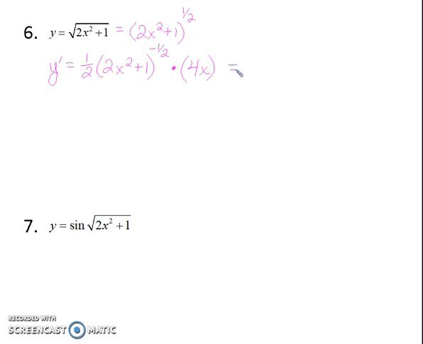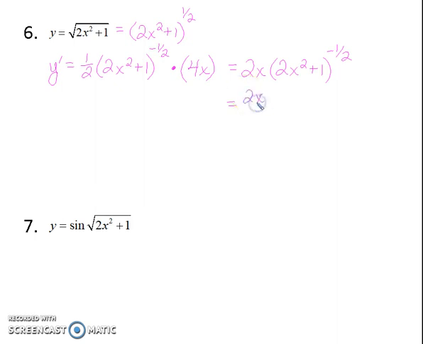If you really want to multiply stuff together, the 1/2 and the 4x can multiply to give you 2x. And you would have 2x squared plus 1 to the negative 1/2. Again, you're perfectly fine to stop there.